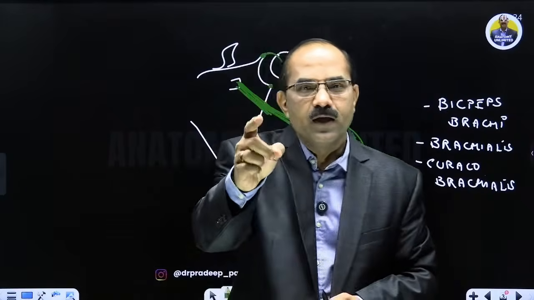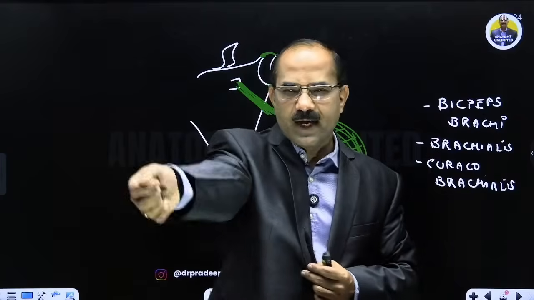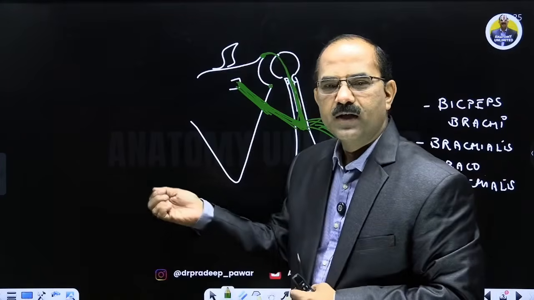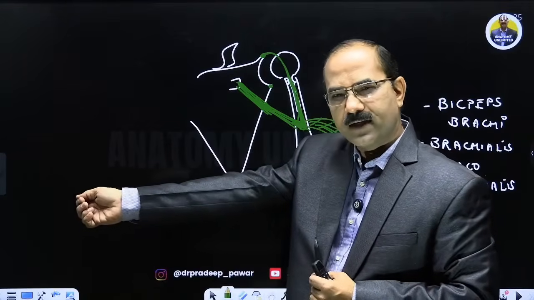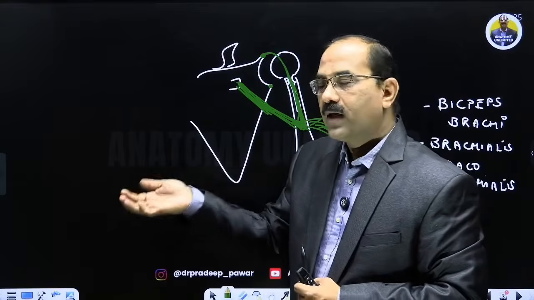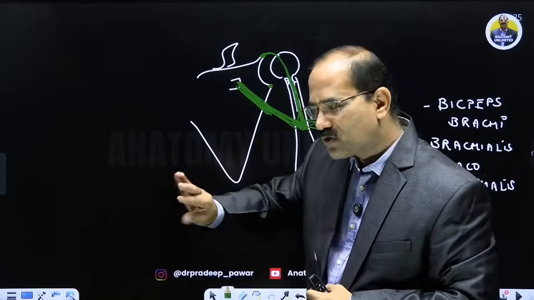But not in an extended position. ये position में नहीं करता है. In a mid-flex position. This is flexion. This is extension for the elbow joint. This is mid-flexed. मतलब half flexed. ठीक है ना? ये extended forearm है. ये flexed forearm है. This is a mid-flexed forearm. In this mid-flexed forearm, biceps is a powerful supinator.